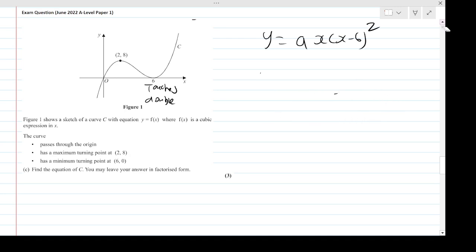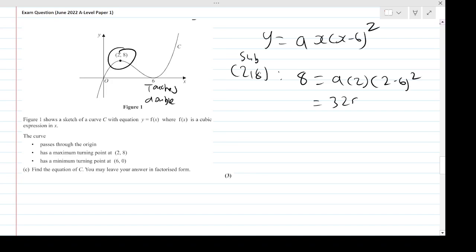Okay, so then I need to find a. Well, I'm given the point 2, 8 on the curve, so I'm going to sub 2, 8 in. So y is 8. That's going to be a lots of 2 minus 6 squared. That would be 32a. So therefore a is a quarter, which gives me my final equation of a quarter of x minus 6 squared.